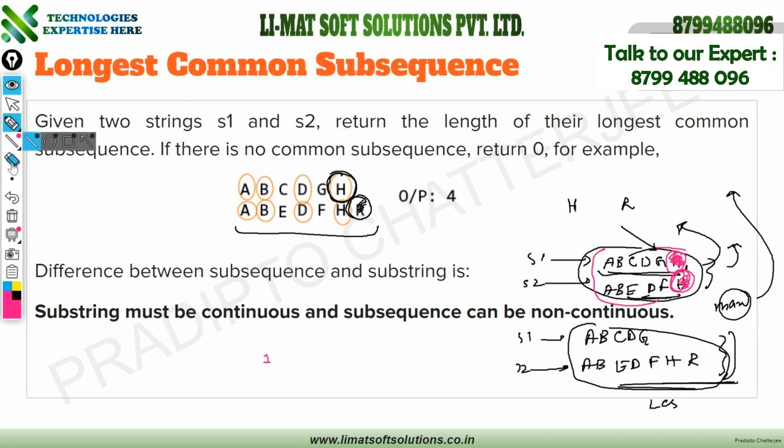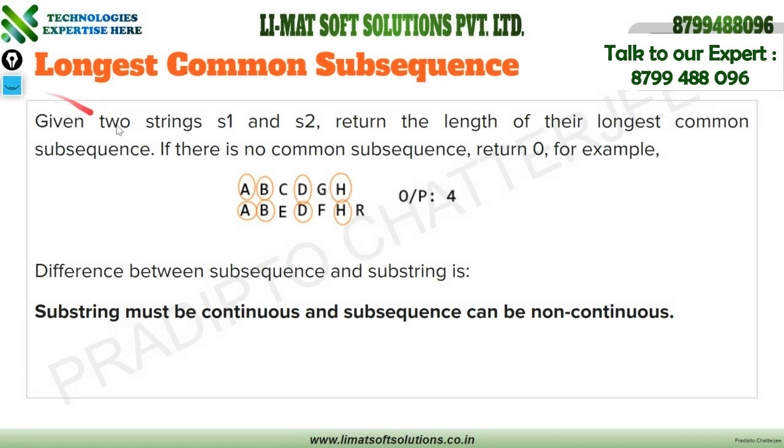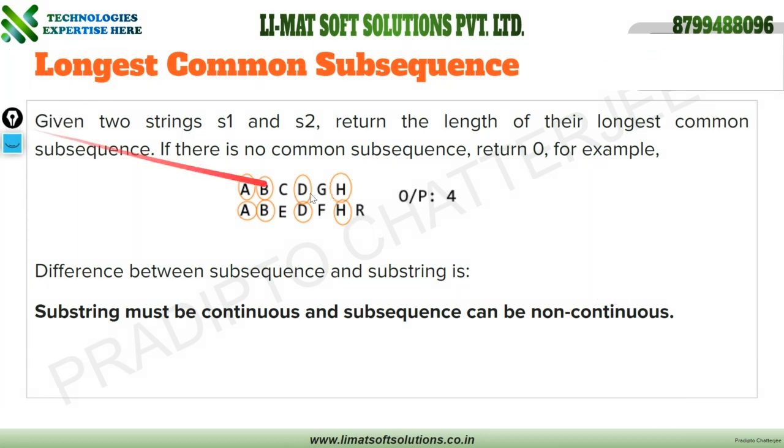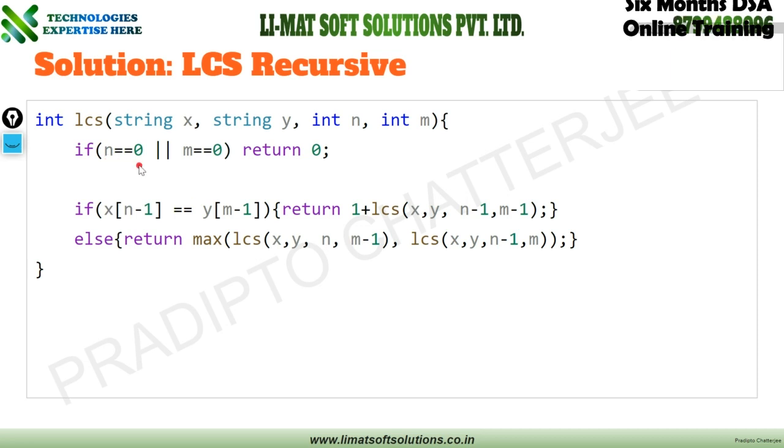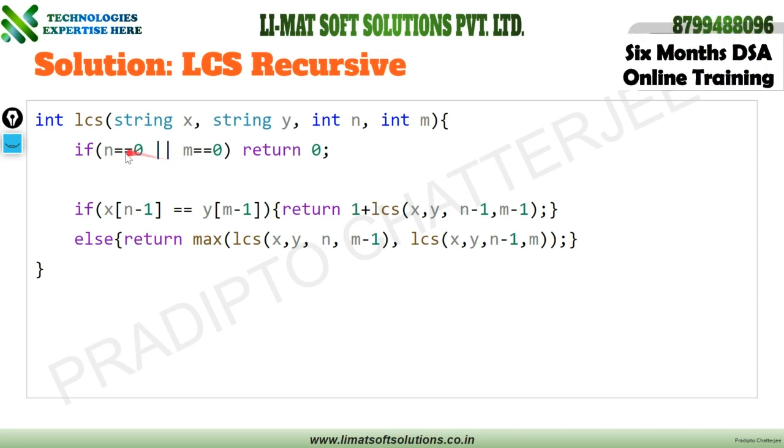If you are wondering how we can write the code, let me show you the pseudo code, which I have written right here. In the same example, you can see I have the first string S1 or X, the second string Y, the length of the first string is N and the length of the second string is M. If either N equals 0 or M equals 0, that means the first string or the second string is empty.